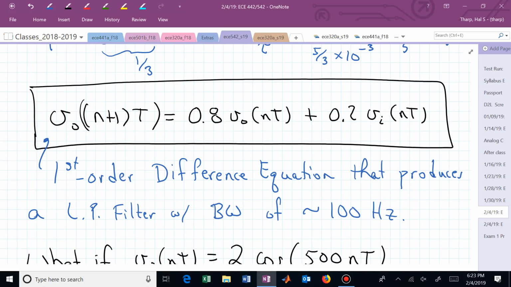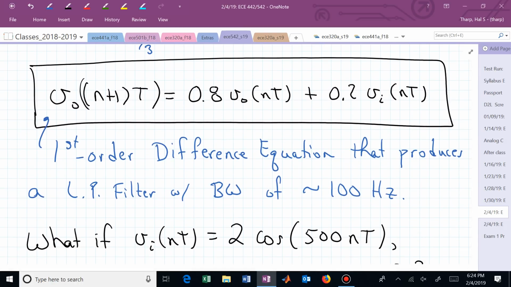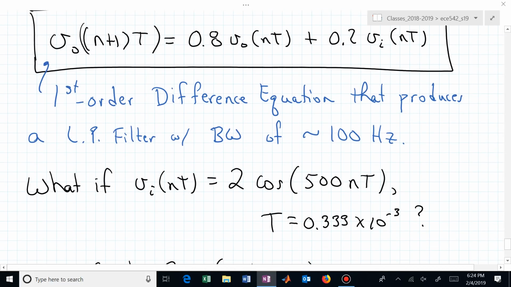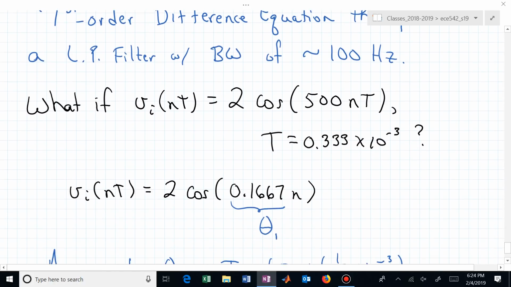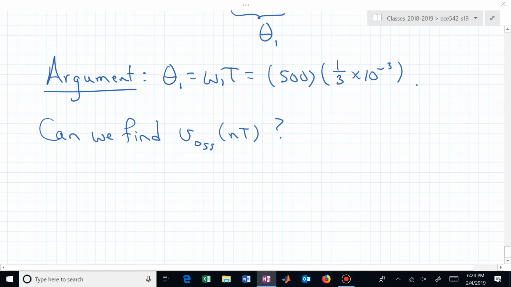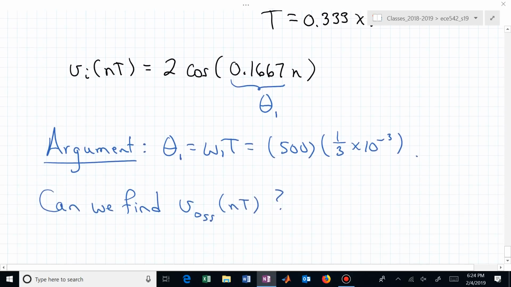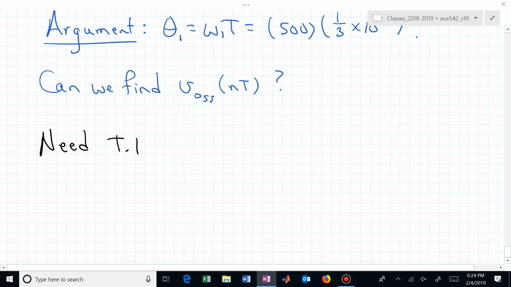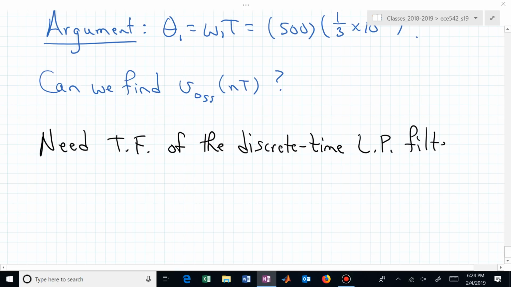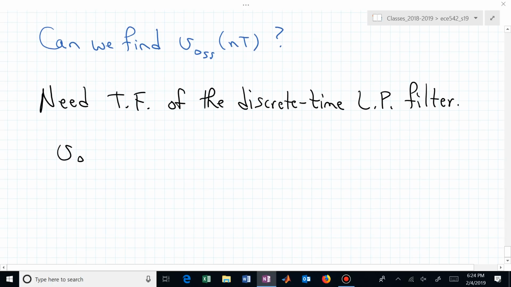What if you didn't want to calculate all of those points to get to a steady state? What's another approach to finding the output, sinusoidal steady state output? If I gave you the transfer function, could you start doing it? What's H of z? Can you find H of z from what we've done so far? We need the transfer function of the discrete time low-pass filter. And we already know what v sub 0 is in terms of a first-order difference equation.